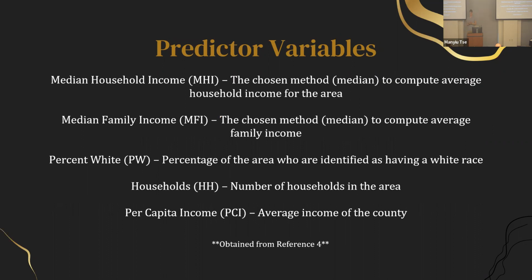Then we also looked at a census report of Kansas, specifically Kansas communities, Kansas counties. We got a couple variables from those: median household income, median family income, percent white, households, and per capita income. The two that maybe aren't as straightforward are median household income and median family income. In a household, sometimes you'll find individuals who are roommates, and they wouldn't be considered part of the individual's family. That would be included in the median household income, but not in the median family income.